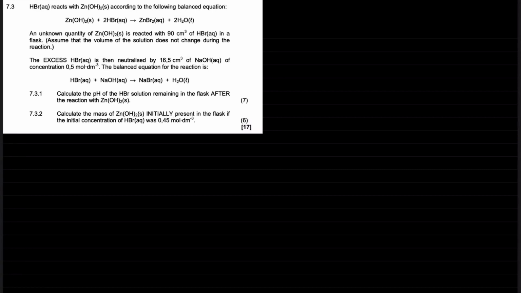Let's take a look at this acid-base question. HBr reacts with zinc hydroxide according to the following balanced equation. So zinc hydroxide plus 2HBr gives you ZnBr2 plus 2H2O.